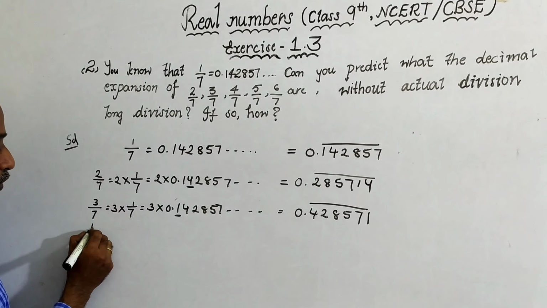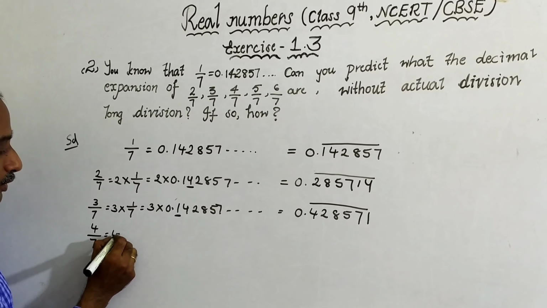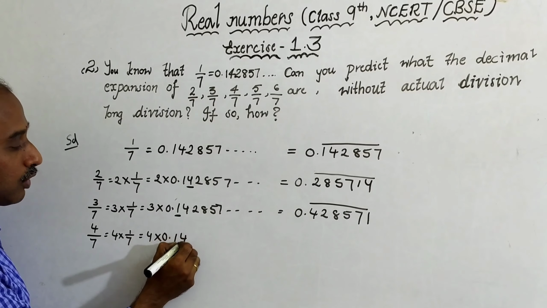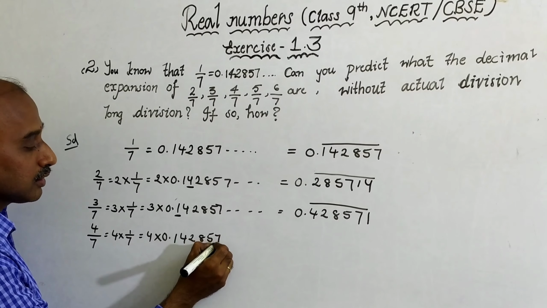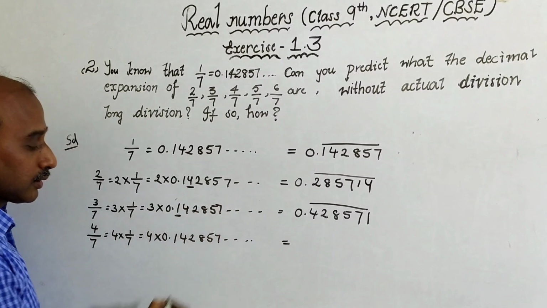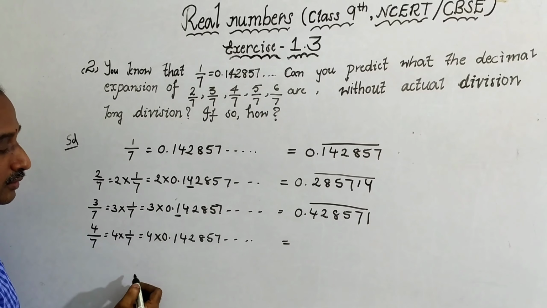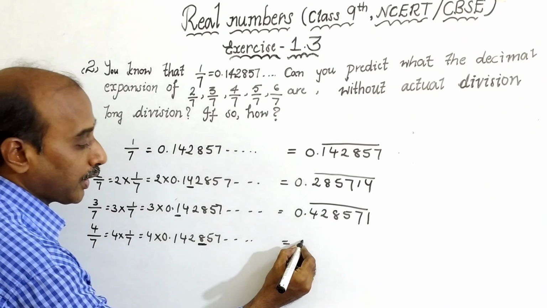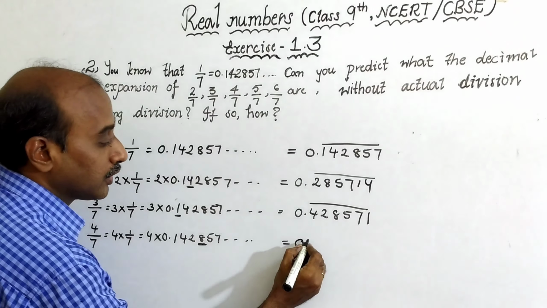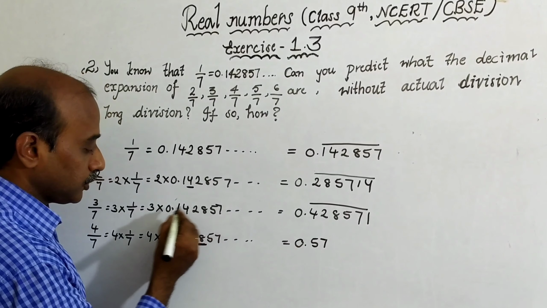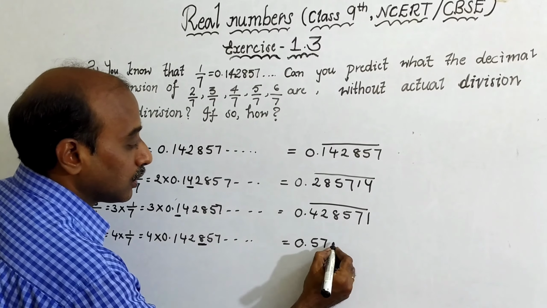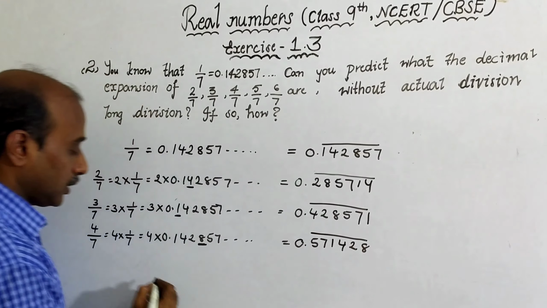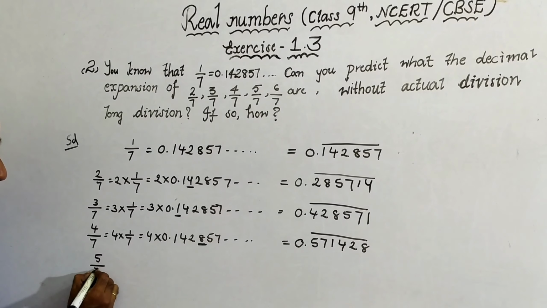Now come to 4 by 7. 4 into 1 by 7. That means 4 into 0.142857 and so on. Now 4 7s are 28. Last digit 8. So 0. What is after 8? 57. Come to first: 1428. Take the bar.